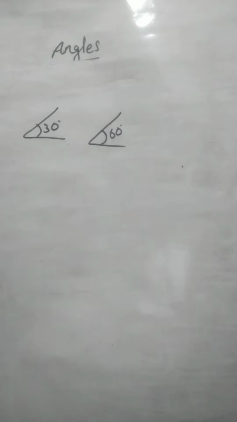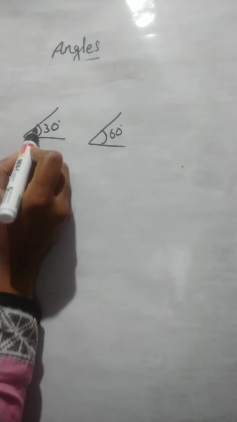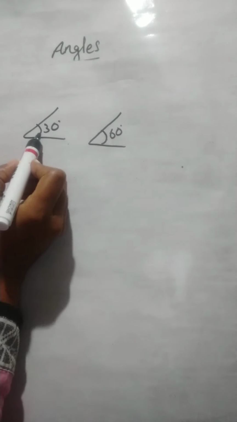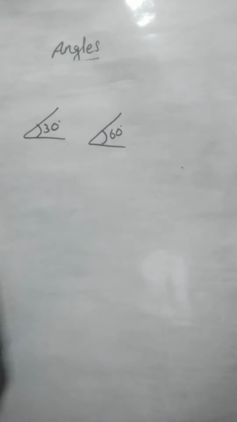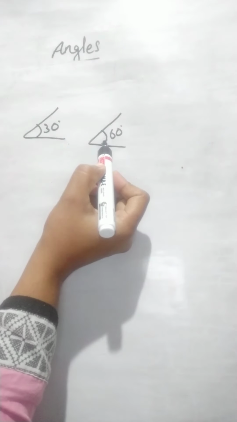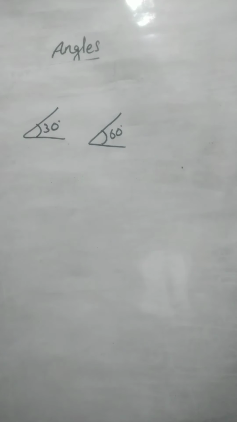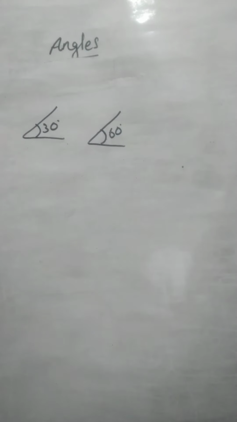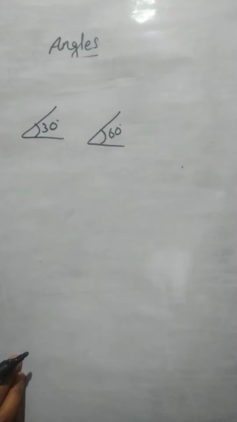When two angles are complementary, then each angle is said to be the complement of the other angle. That is, here you can see two angles, 30 degree and 60 degree. We can say this 30 degree is complement to 60 degree angle. And 60 degree angle is complement to 30 degree angle. That is, when we add these two, we have to get 90 degree.